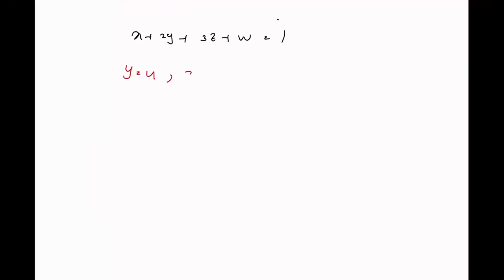parameters. Let's say z equals u, y equals v, and w equals t. You have to take three parameters, because you have four variables and only one equation.